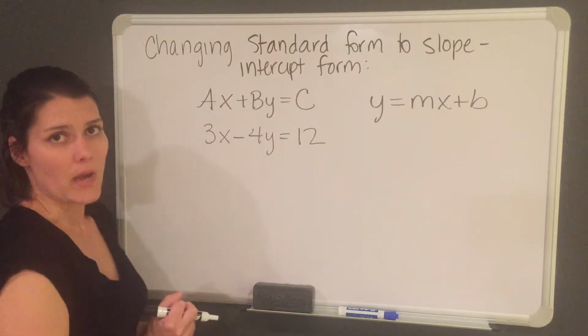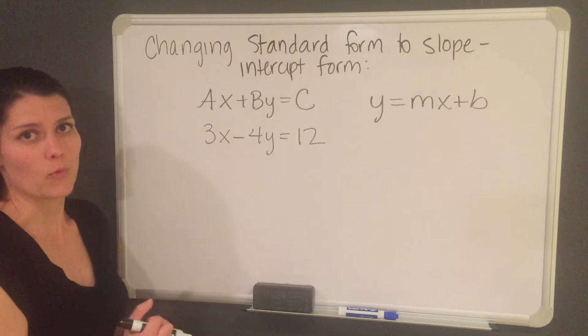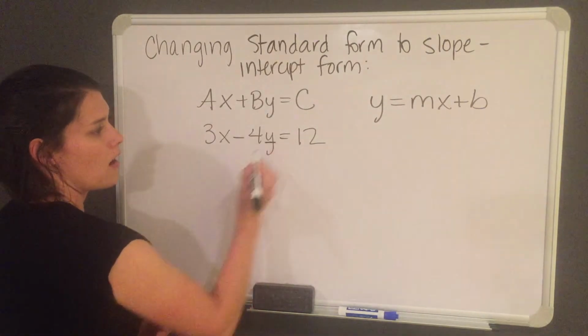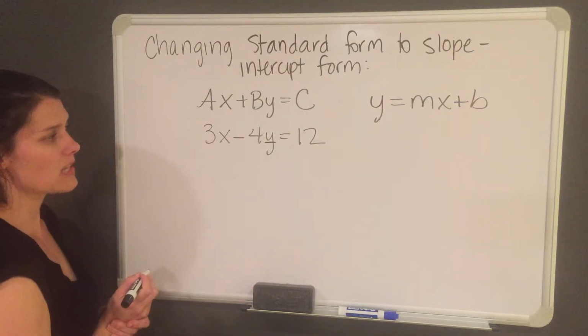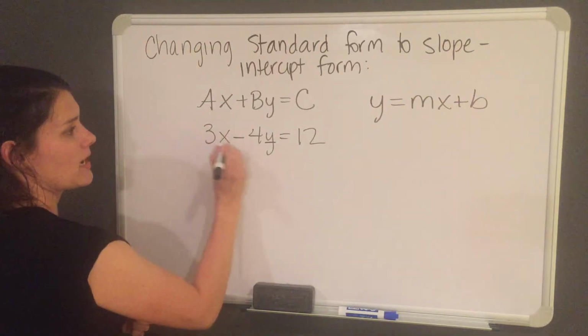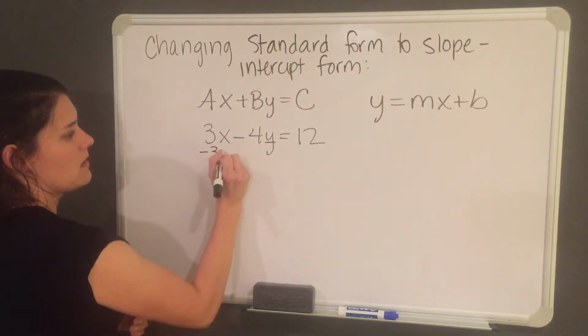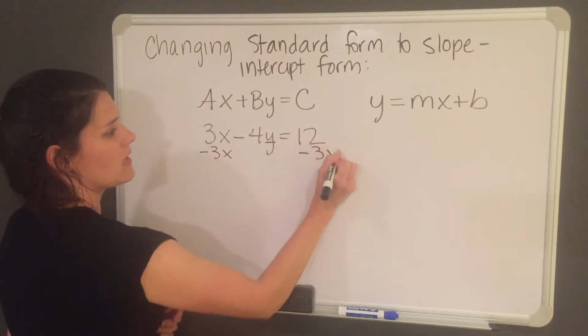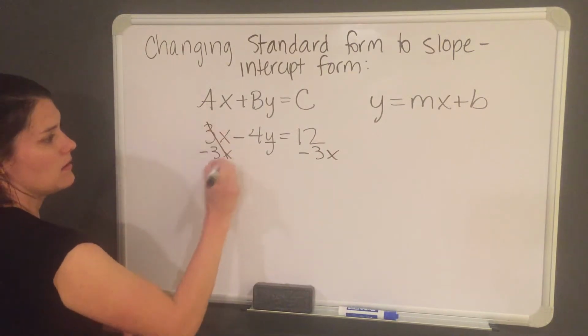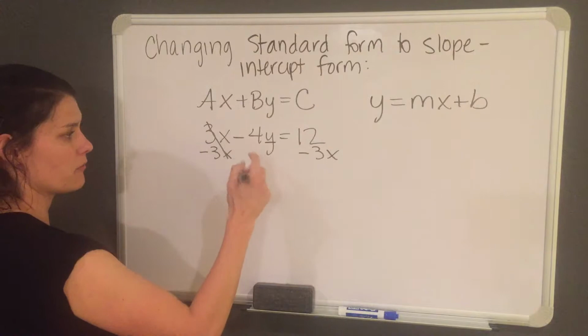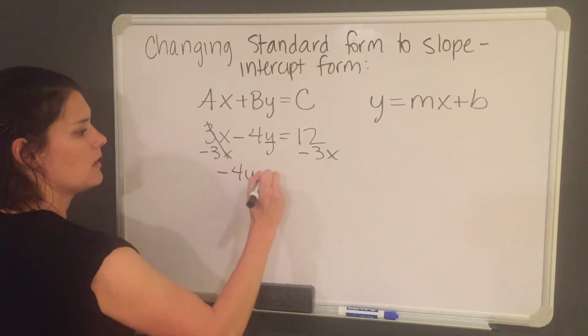I want to show you two different ways. The first way is the old-fashioned way, which is using algebra. I want to get the y all by itself. So the first thing I'm going to do is subtract the x term over to the other side. Subtract 3x from both sides of the equation, zero out on the left-hand side, and I'm left with negative 4y equals 12.